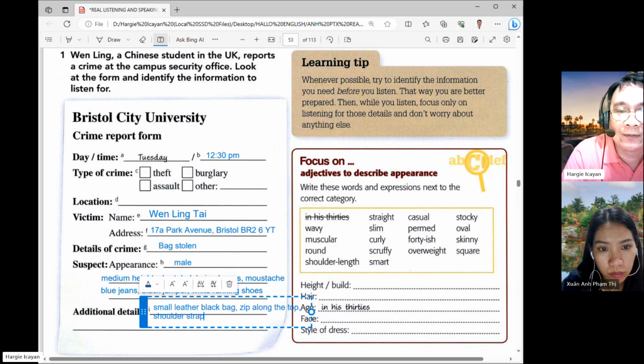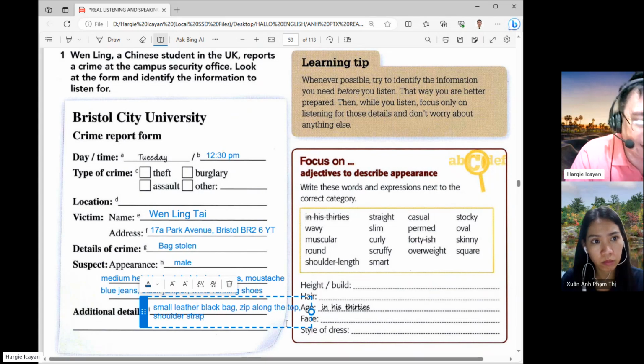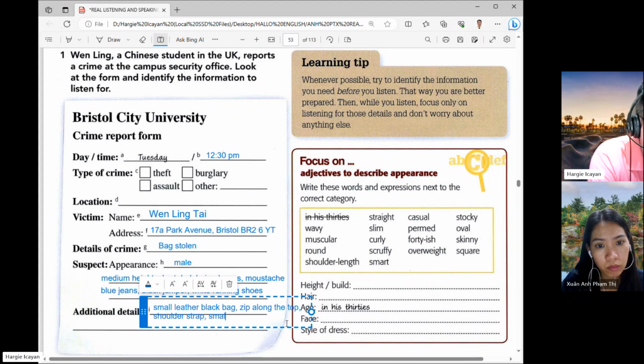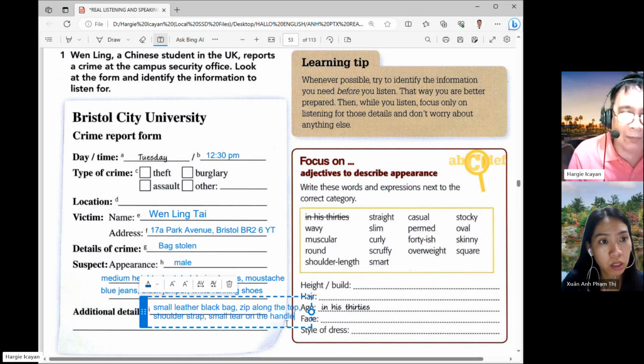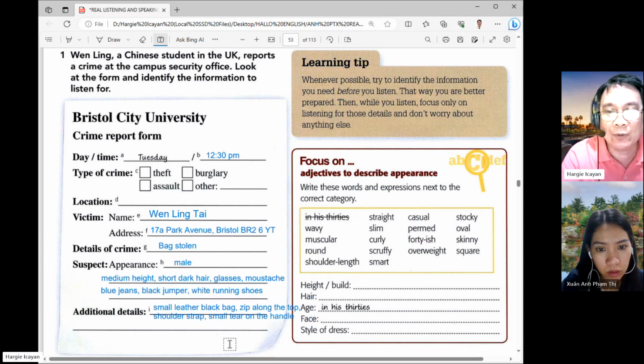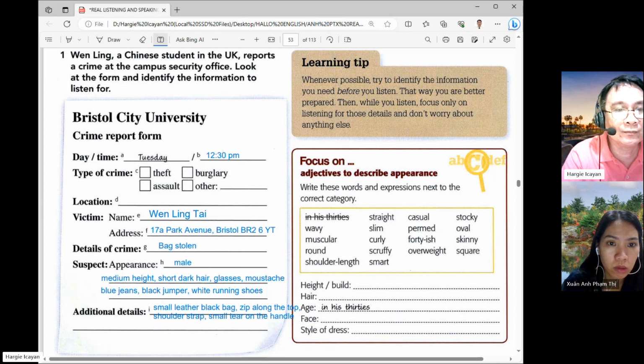Are there any distinguishing marks on it? Any scratches, for example? Not really. Just a small tear on the handle. Okay. And aside from that, it has a small tear on the handle. It's just small, but not totally damaged, right? Yeah. Okay, and then let's continue. Okay. Well, we'll look into it.